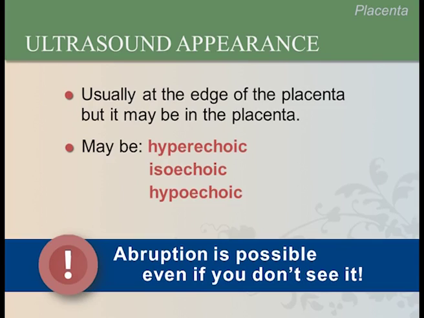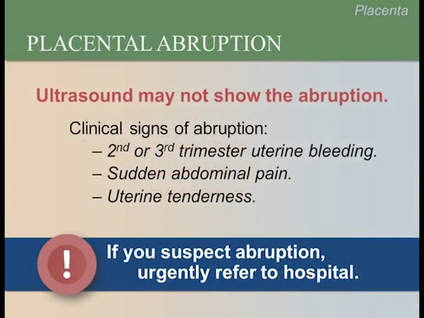However, if you see ultrasound evidence of abruption, this is associated with worse outcomes for the mother and baby. Remember, abruption is possible even if you don't see it. Because ultrasound is not always reliable for abruption, we must also watch for clinical signs of abruption. These include second or third trimester uterine bleeding, sudden abdominal pain, and uterine tenderness. If you suspect abruption, refer to the hospital immediately. Placental abruption is a leading cause of maternal death.